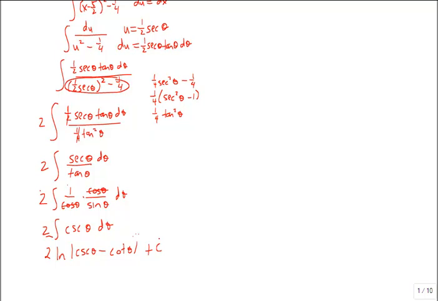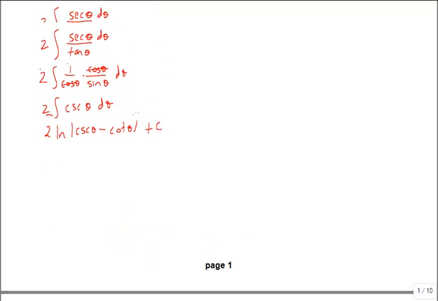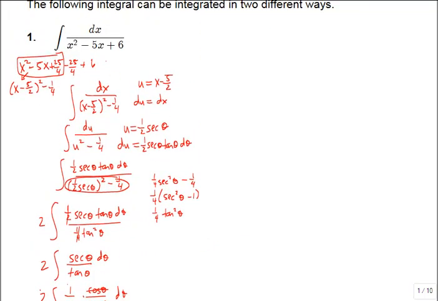Okay, so here's what we have so far. It's all good except that this answer is in terms of theta and we need it to be in terms of x's. So what we're going to need to do at this point is take that answer, so 2 ln of cosecant theta minus cotangent theta plus c, and we're going to need to back substitute. Now we used two different variables. First we changed our x into a u and then our u into our theta.